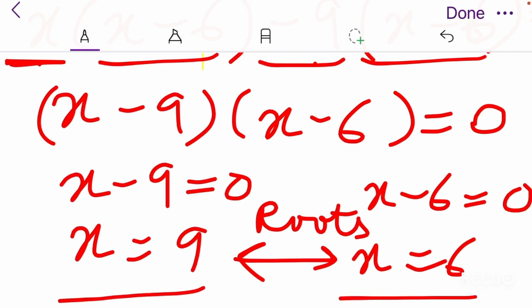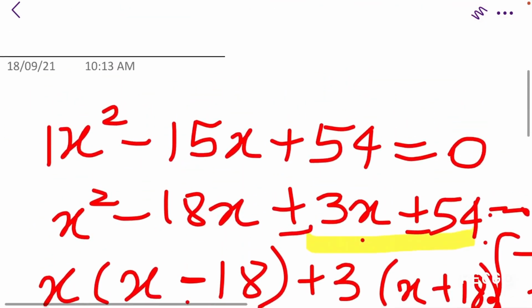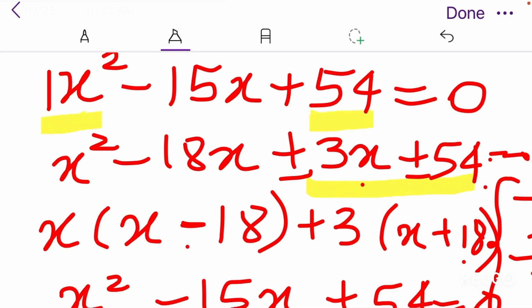This is how you are supposed to solve the given equation and find the roots using the factorization method. When you are given an equation and asked to solve it using the factorization method, you are supposed to apply this method. We take the coefficient of x square and the constant and multiply them, then find the factors of that number such that when you add or subtract them, you get the middle term.